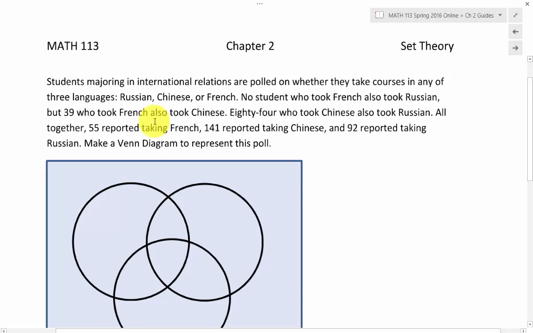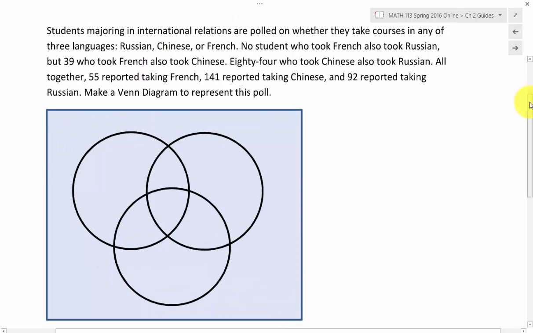So I think we need to just write in our titles for each of the sets so that we can start putting numbers on there, because I think we're going to need that soon. So Russian, Chinese, and French. And our first clue is no student who took French also took Russian. So French and Russian, nobody in there, it looks like. But 39 who took French also took Chinese. So French and Chinese, this should be 39. We'll see if I have it right.